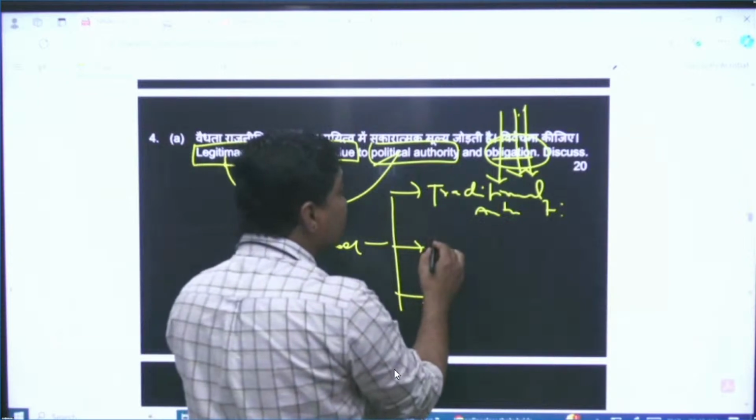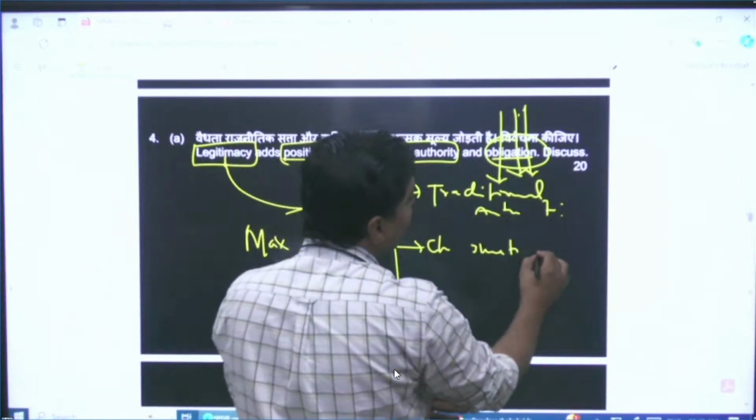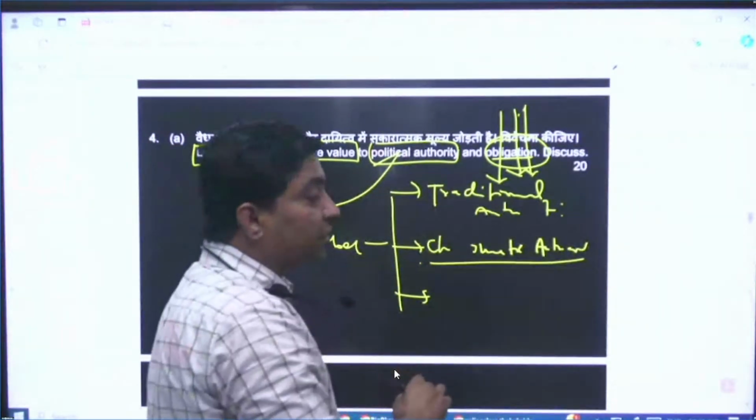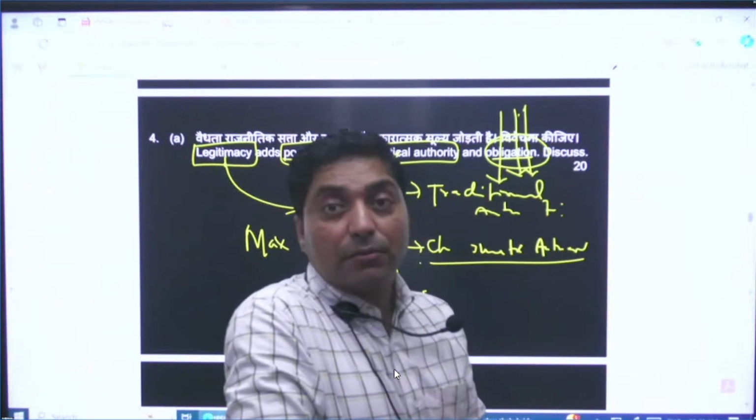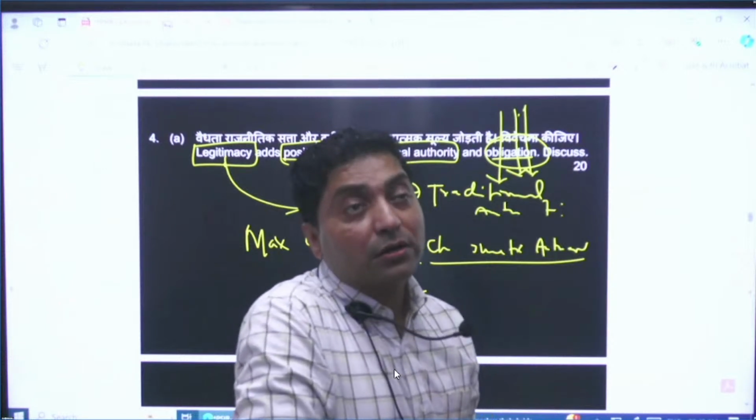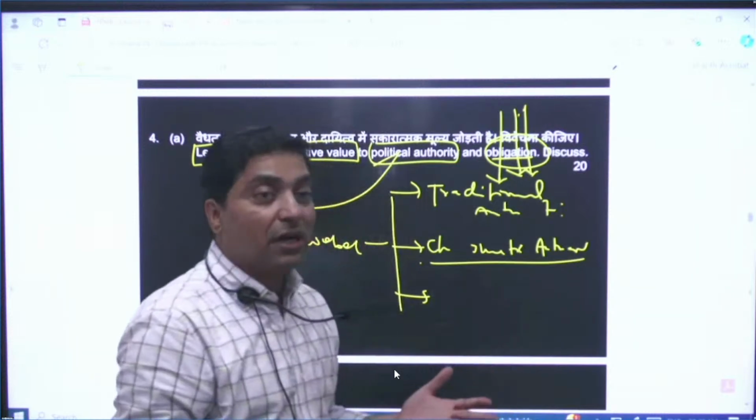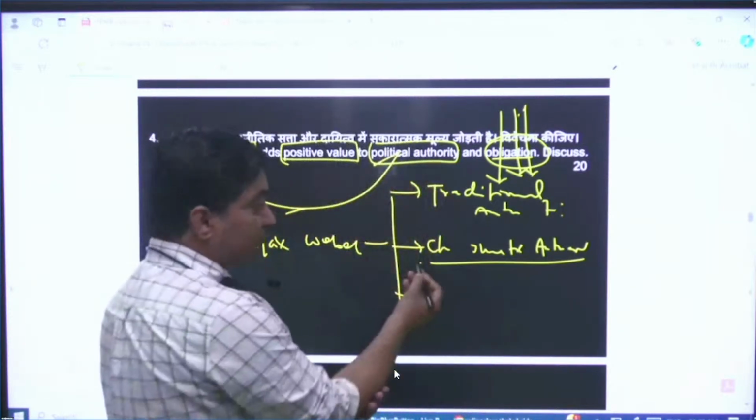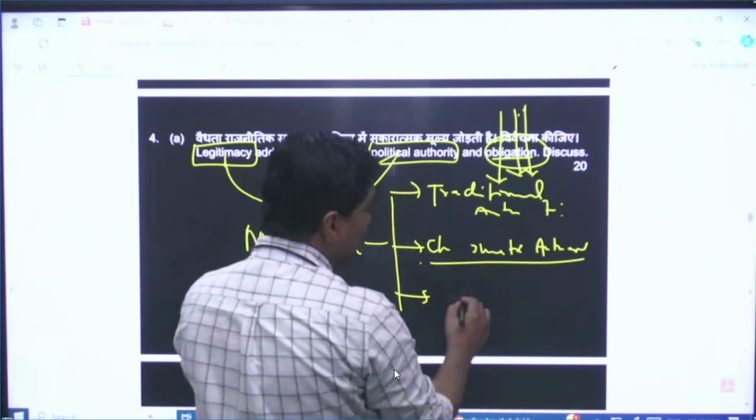Then there is charismatic authority. What is charismatic authority? It is authority a person extracts from his charisma, like Nehru or Gandhi or Narendra Modi, or for example, in Africa, Nelson Mandela has charismatic authority. Right. And the third is legal rational authority.